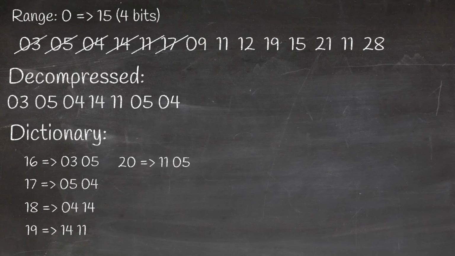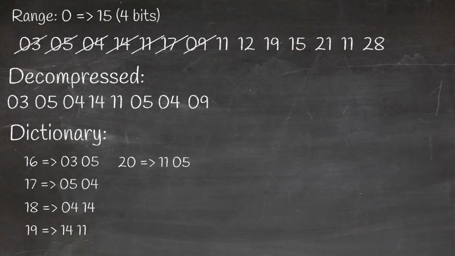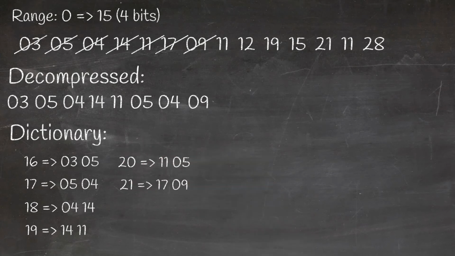And now we have the 9. Okay, that's not an index, that is uncompressed data. So we insert it as it is, and then we have also to insert something in the dictionary, which is the previous pattern, which is under the index 17, which is 5, 4, plus the first letter of the current, which is 9. So we have a pattern of 5, 4, 9 under 21. Okay, we are really reconstructing the same dictionary, and we keep going.